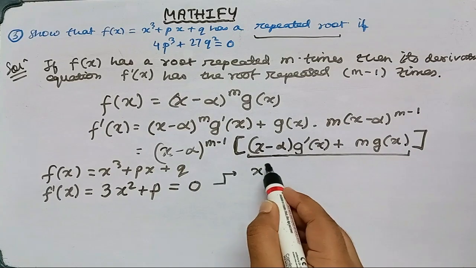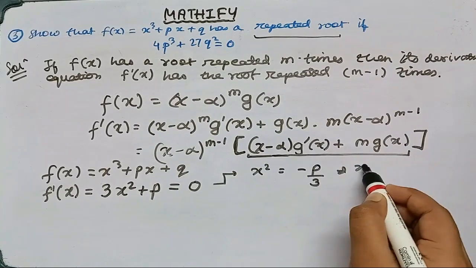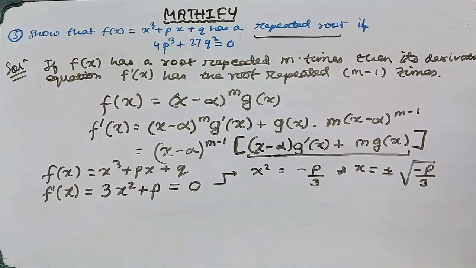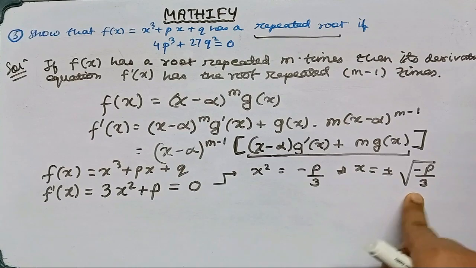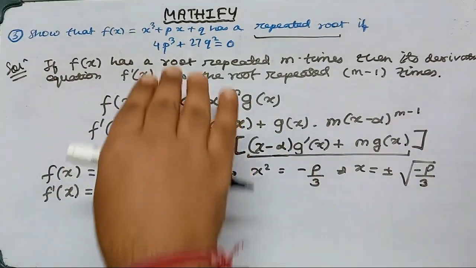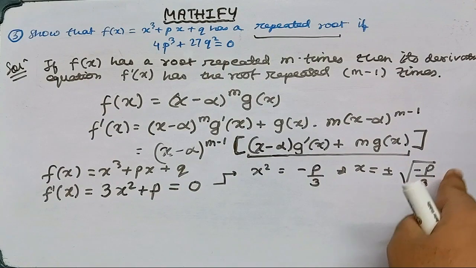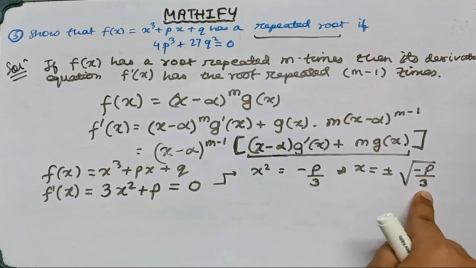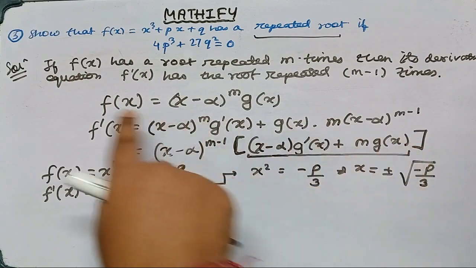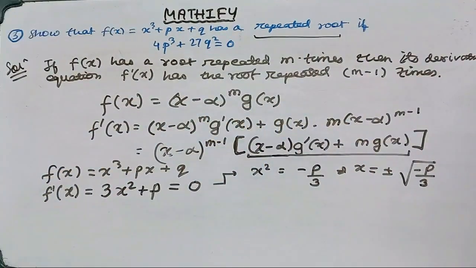So from here it is seen that x square is minus p by 3, so x is equal to plus or minus the square root of minus p by 3. Now you might be inclined to think that this will be a complex number, but that is not necessary, because p is an algebraic variable, so it can also be negative. If it is negative, then this will give a positive term. And there is no problem even if the root is complex, because this theorem which I have written down is valid for real roots and complex roots alike.